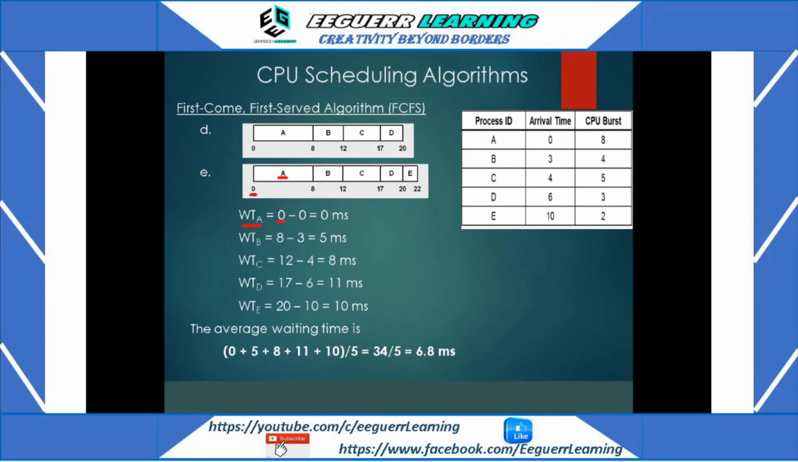And we look at the arrival time of letter A. Letter A's arrival time is 0, and we put it here. So we subtract the values. 0 minus 0 will give us 0 milliseconds. So the waiting time for letter A is 0 milliseconds. Let us go to the waiting time of letter B.